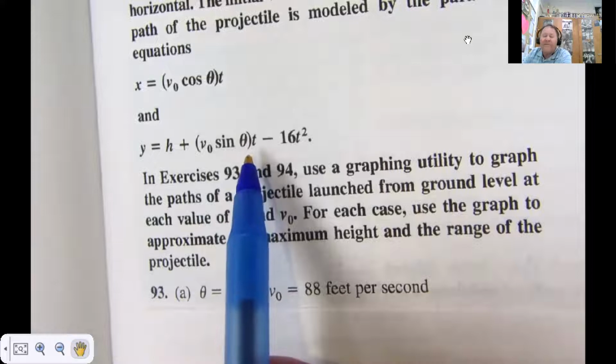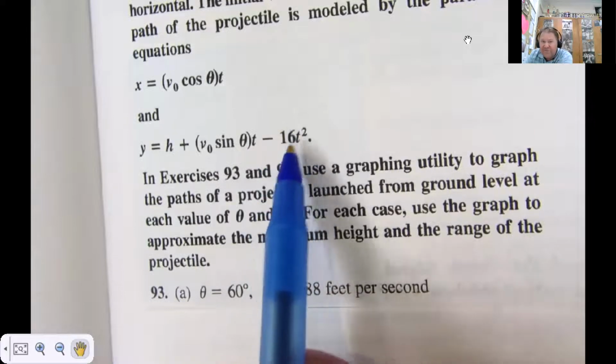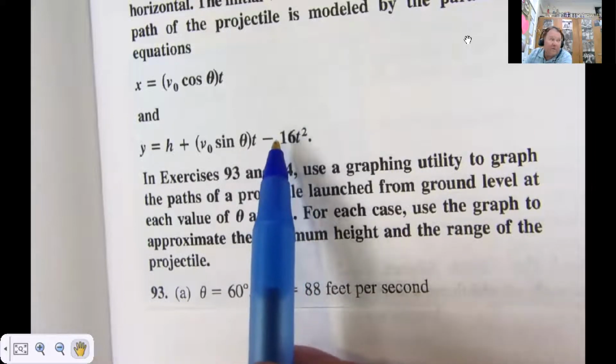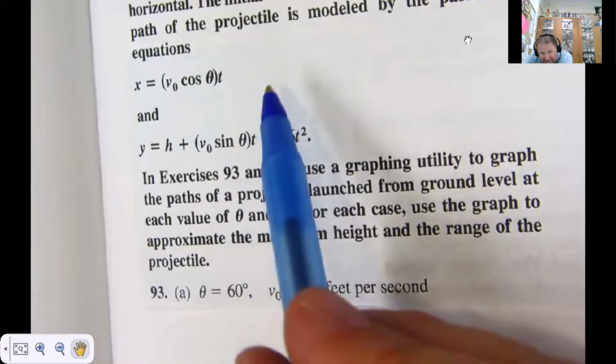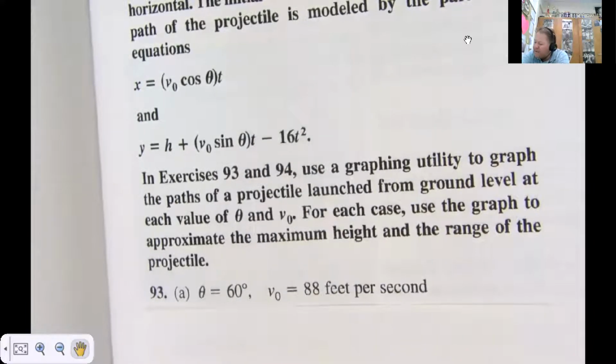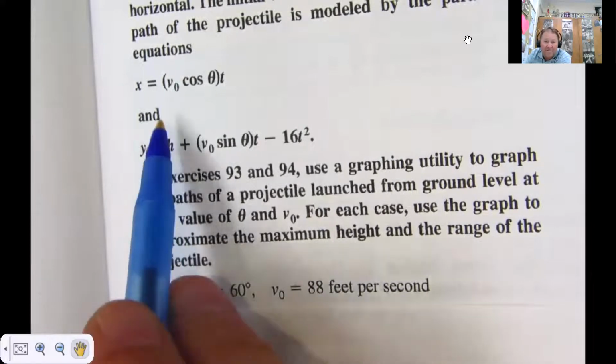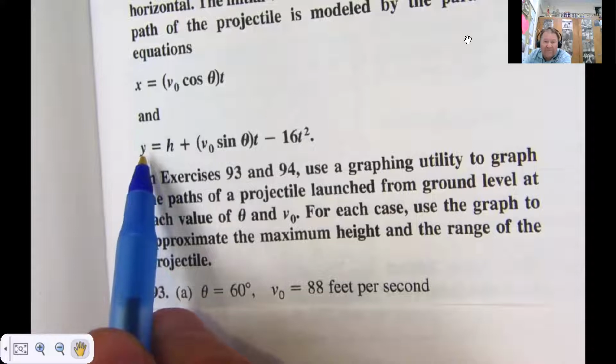But we're talking about something that's being fired or thrown or shot here on Earth, and this is in feet. So gravity is 32 feet per second squared, pulling down on it. And of course, you have to give it some initial height. Y represents the y direction of it.